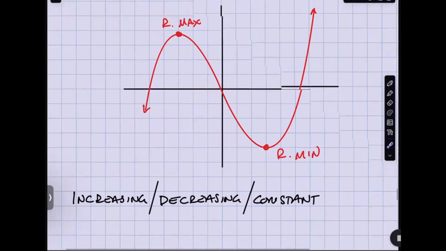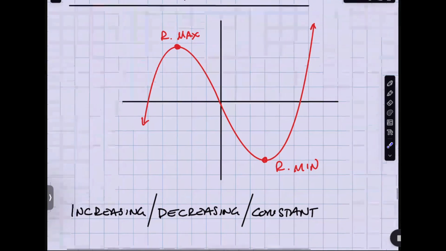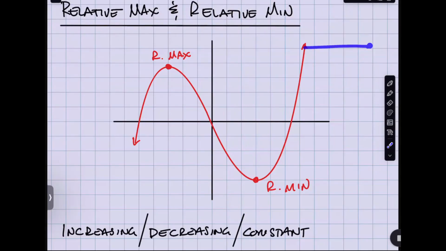Now the question is, what happens at the peak and at the valley? Is it increasing? Is it decreasing? Or is it constant? Okay, constant means this. Constant just means a flat line. That's why she says she likes my graph on my pre-recorded video, because I actually have a constant in there. So on the peaks and valleys, it's neither increasing, nor decreasing, nor constant.